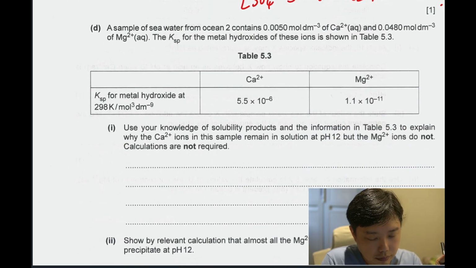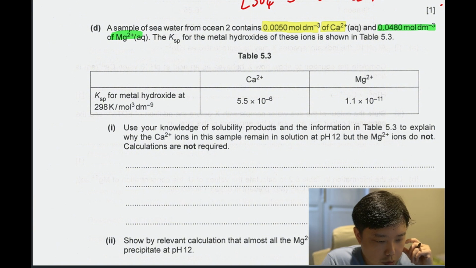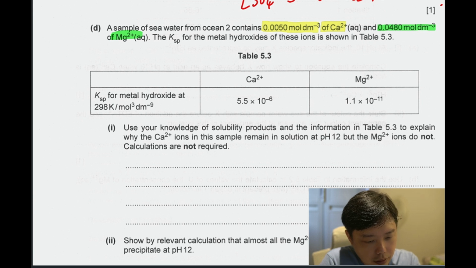So A, B, C is basically your titration calculation. D, we are talking about KSP, solubility. A sample of seawater from ocean 2 contains 0.005 mole per dm cube of calcium and 0.04 mole per dm cube of magnesium. So this ocean 2 seems to have a lot of magnesium compared to calcium. The KSP for the metal hydroxides are shown. So very nice, they have shown you the KSP.